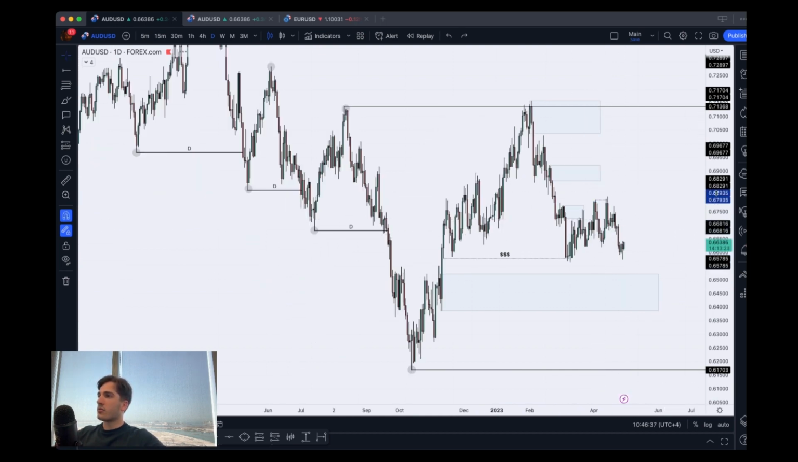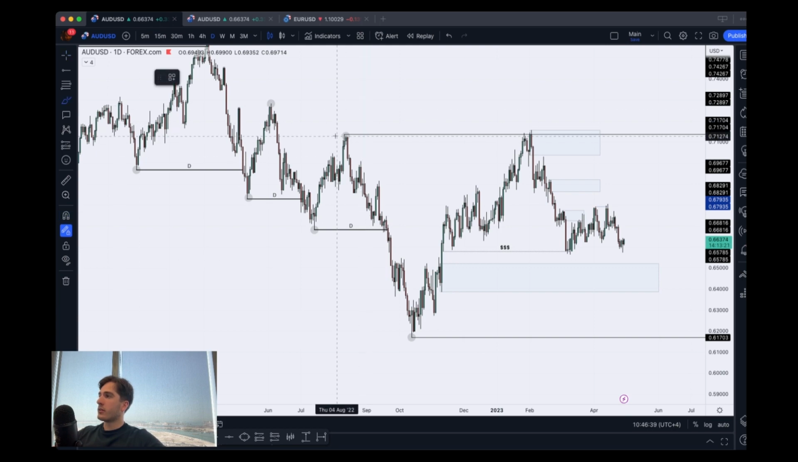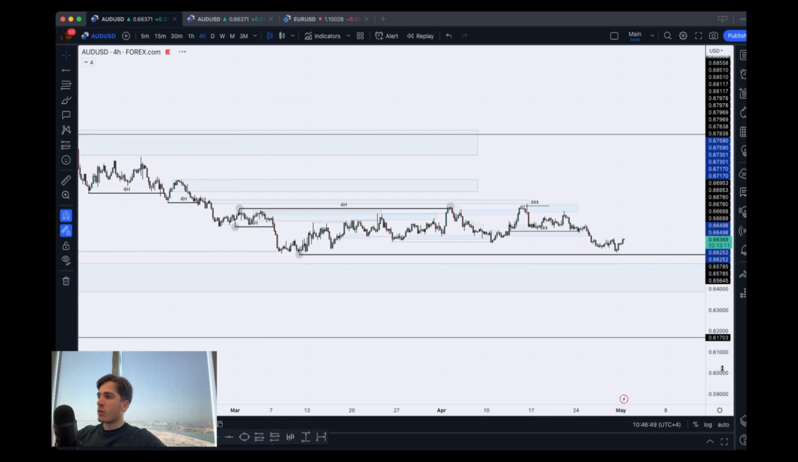Looking at the daily overall, we are still bearish, with this being our swing high over here, this being our swing low. So we still expect price to move down lower, especially towards, or at least towards, this area of fresh demand. Now, looking at the 4-hour time frame, what can we see over there?